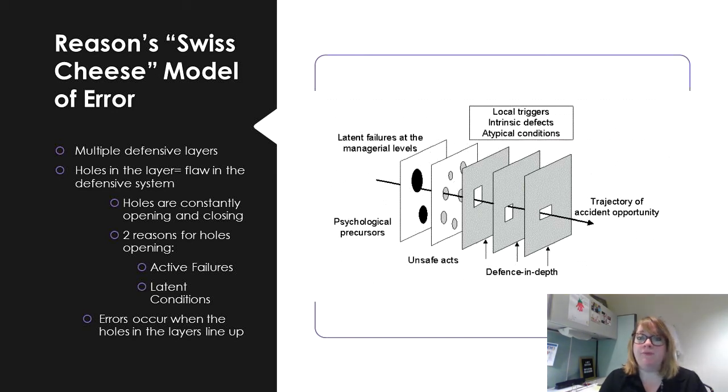Because the Swiss cheese model of error says that when holes in the defensive layers line up, that is when an error can reach the patient. If an error does not get caught at any of the defensive layers, it falls through one of those holes, it'll reach the patient. Now, there are 2 reasons for holes opening up in these layers, and that is active failures or latent conditions, which I'll go through in just a minute.